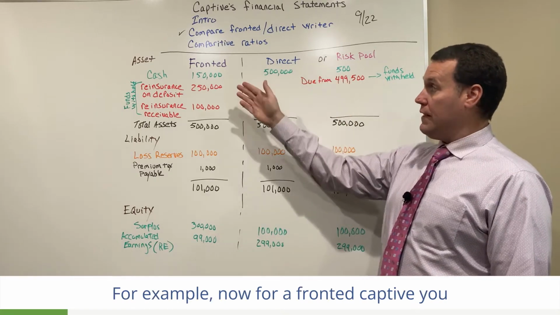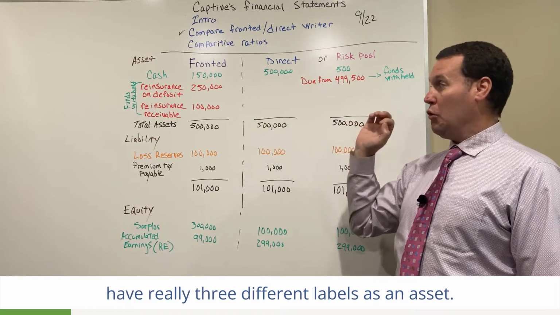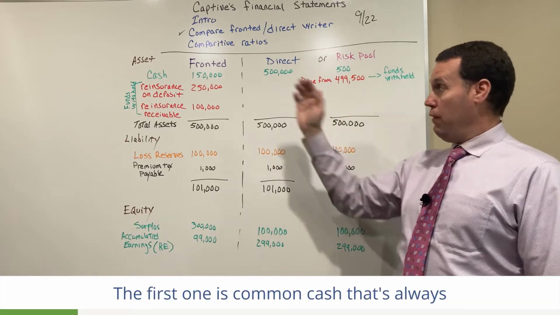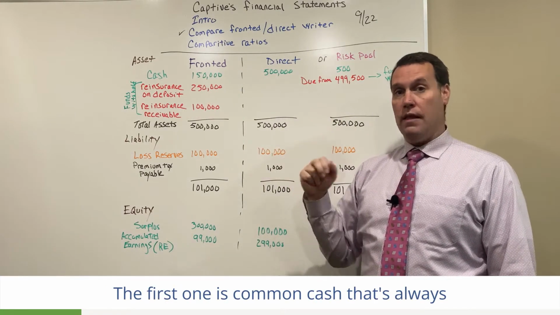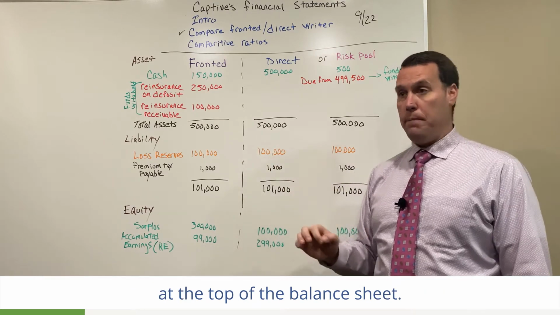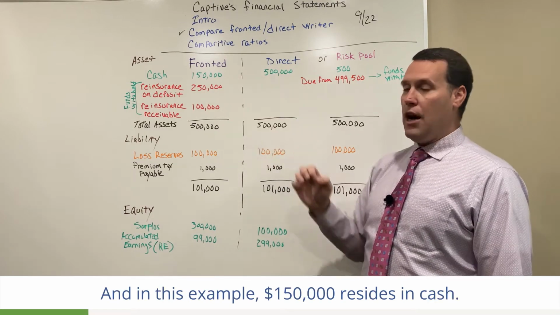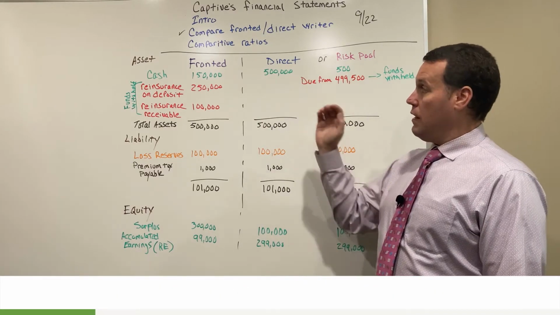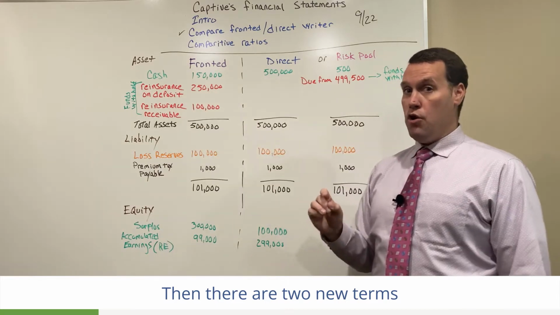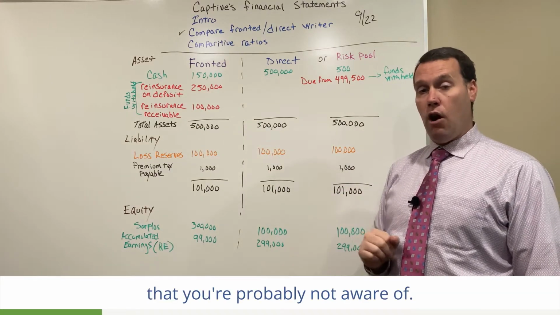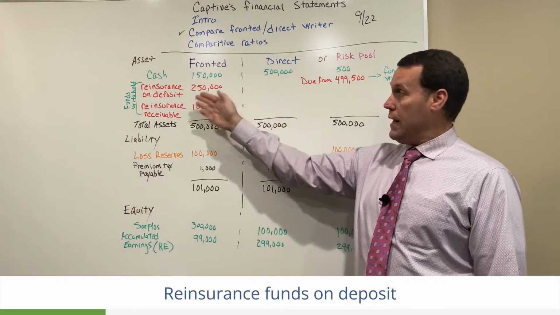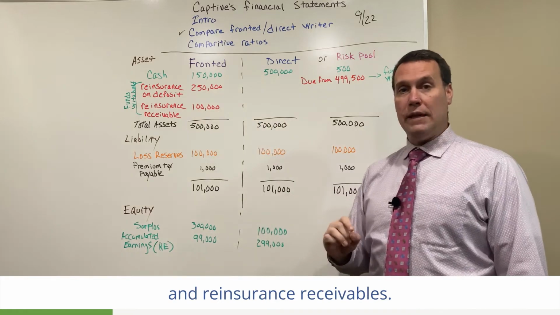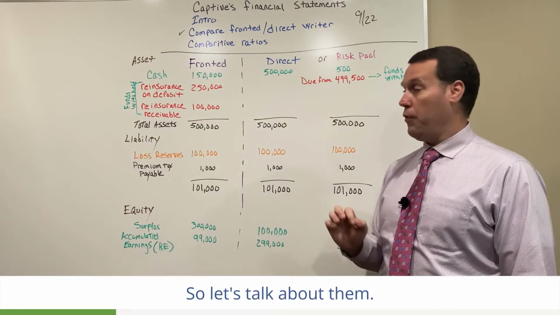Now, for a fronted captive, you have really three different labels as an asset. The first one is common: cash. That's always at the top of the balance sheet. And in this example, $150,000 resides in cash. Then there are two new terms that you're probably not aware of: reinsurance funds on deposit and reinsurance receivables. So let's talk about them.